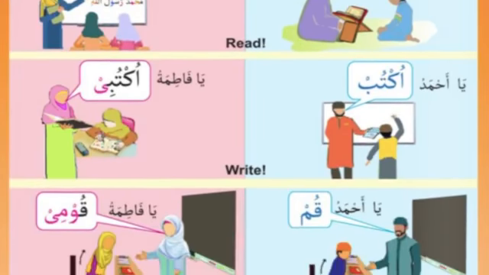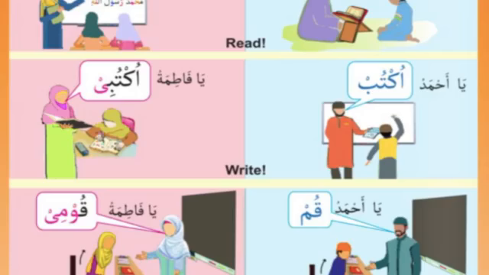And if you see the next picture, the teacher is asking Ahmad to write. So he says, Ya Ahmadu, O Ahmad, uktub, write. Uktub, you write. Uktub is a command verb for a male or a man or a boy. So we say Ya Ahmadu uktub. Oh Ahmad, write. Ya Ahmadu uktub. Oh Ahmad, write. Okay.